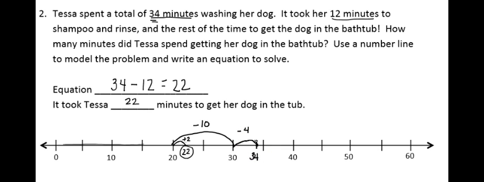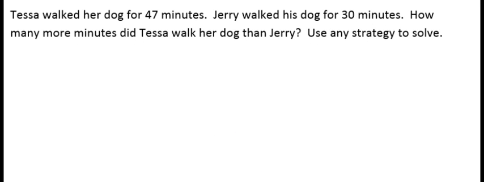Either solution is fine. You still get a final answer of 22 minutes to get her dog into the tub. The next question says Tessa walked her dog for 47 minutes. Jerry walked his dog for 30 minutes. How many more minutes did Tessa walk her dog than Jerry? And we can use any strategy to solve this problem.